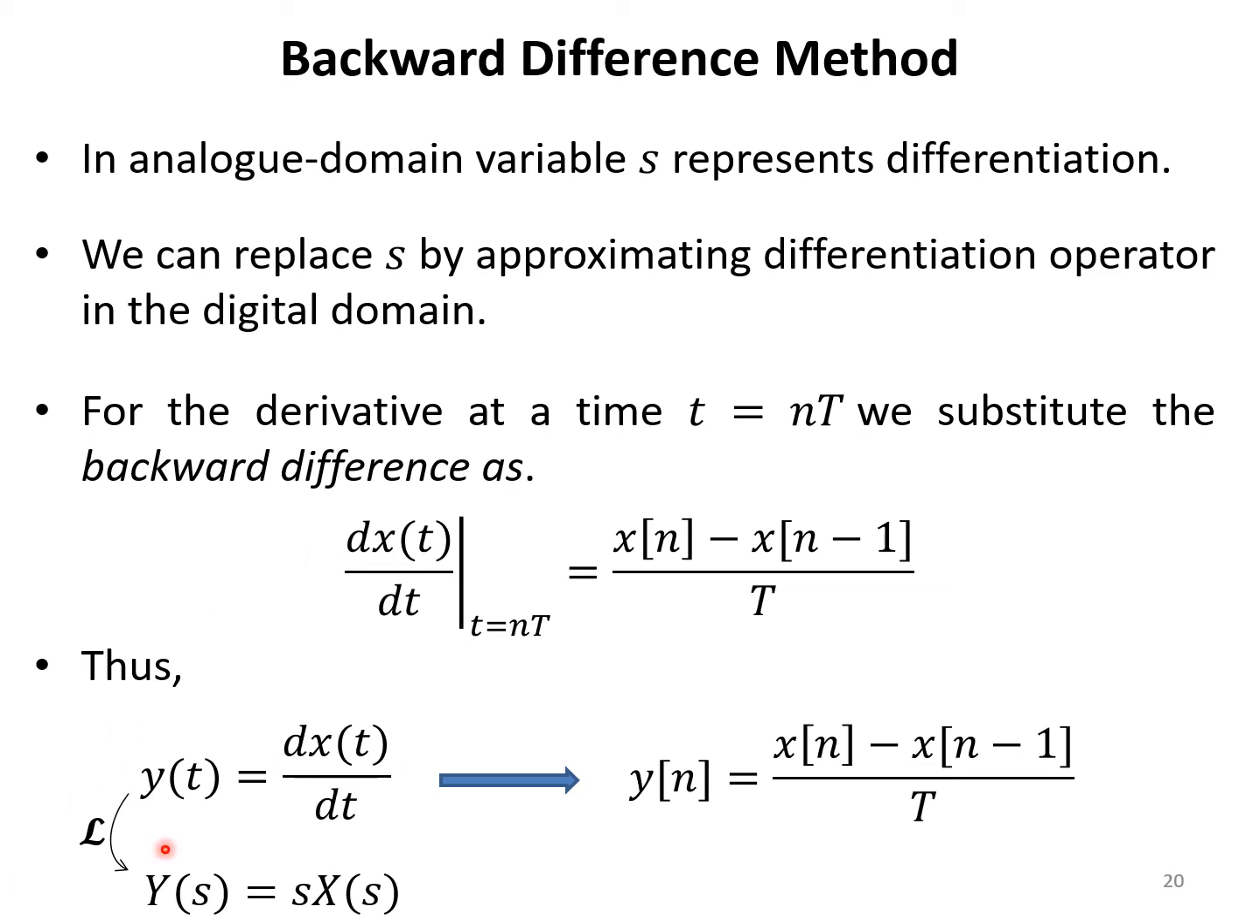Now we know that suppose y of t is equal to dx of t upon dt, then the Laplace of this would be y of s equal to s into x of s, right? So d upon dt is simply equal to s, and d upon dt in the discrete domain is equal to x of n minus x of n minus 1 upon T. So we can say s is equal to x of n minus x of n minus 1 upon T.